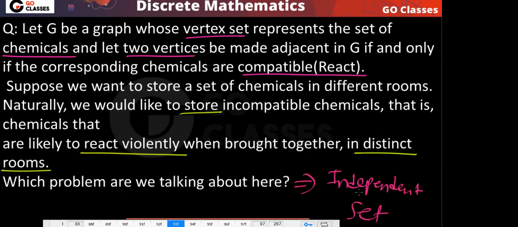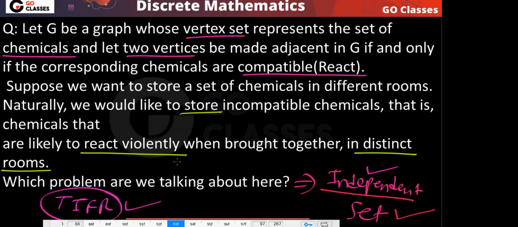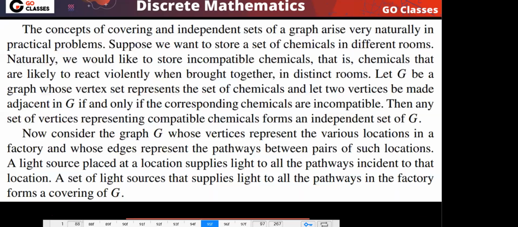So in the GATE exam, they can give you a problem and ask what we are talking about. Actually, this type of question has come in the TIFR exam many times. They will give you a scenario and then ask, what is this problem? Is this vertex cover, independent set, edge cover? What is this problem? Okay, so that is the idea. So like this you can do.